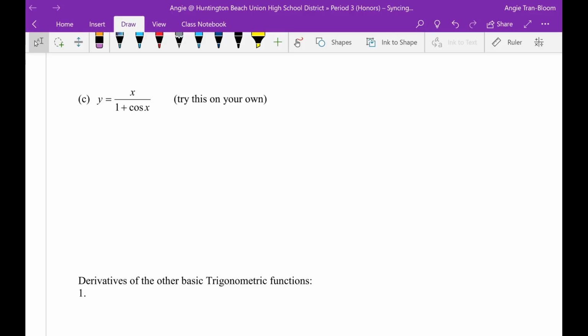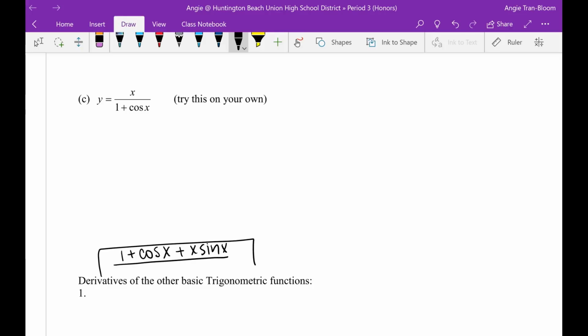Hey guys, this is a recording for continuation of 3.5. On the last video, I asked you to do example 1C on your own. So these are the two acceptable answers. Hopefully you got these: 1 plus cosine of x plus x times sine of x, all over 1 plus 2 cosine of x plus cosine square of x.